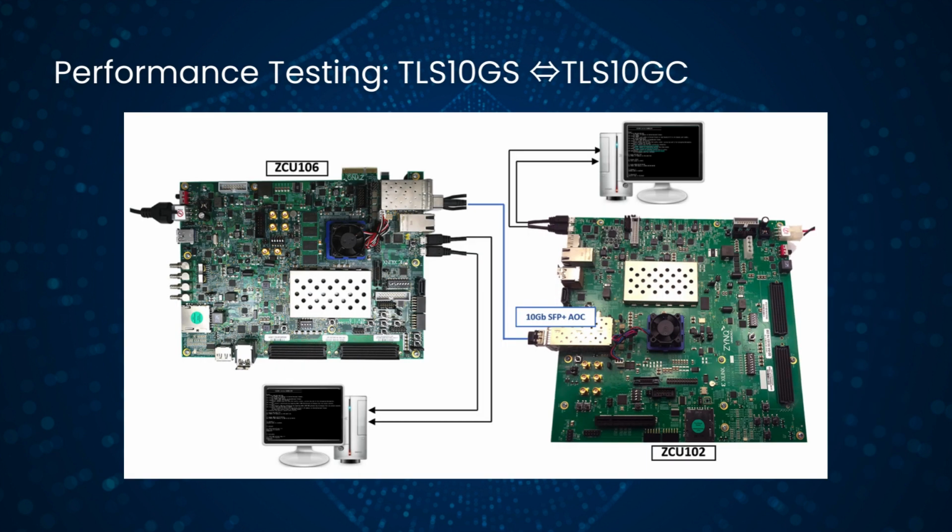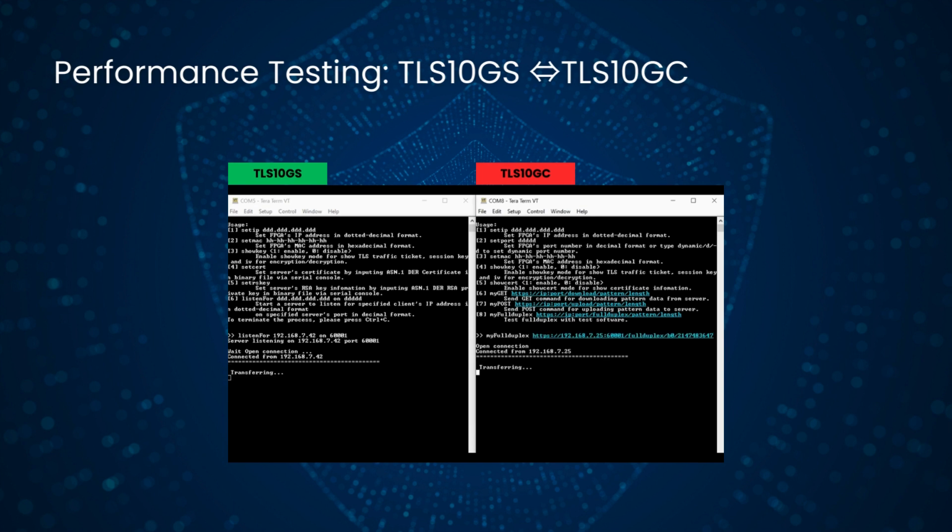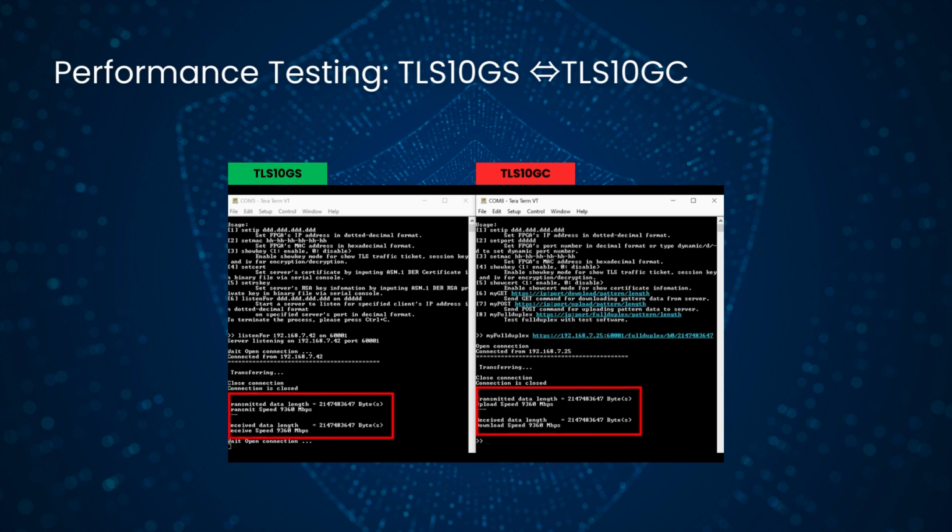To break CPU limitations, we conduct transfer speed tests between two FPGA boards. TLS10GS demo, implemented on ZCU102, serves as the server, while TLS10GC demo, implemented on ZCU106, operates as the client. This setup allows us to evaluate the performance of TLS10GS in a real-world scenario, free from CPU constraints. By offloading cryptographic tasks entirely to hardware, including encryption and decryption, we achieve a remarkable throughput of 9,360 megabits per second, representing the maximum achievable throughput with TCP/IP in this demonstration scenario.